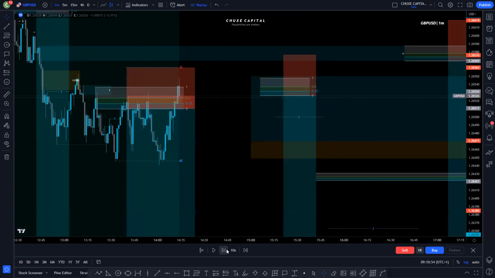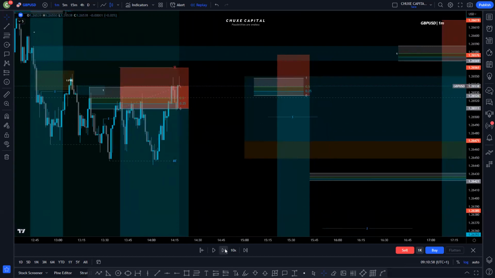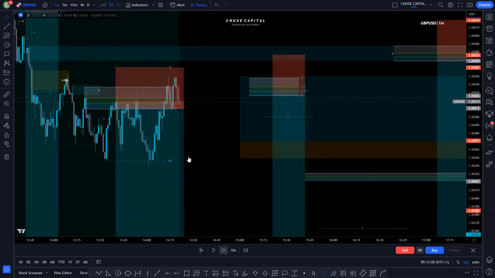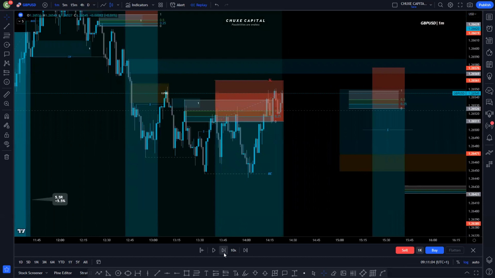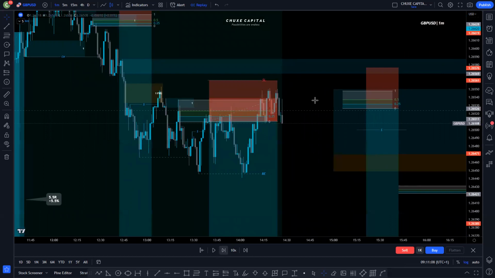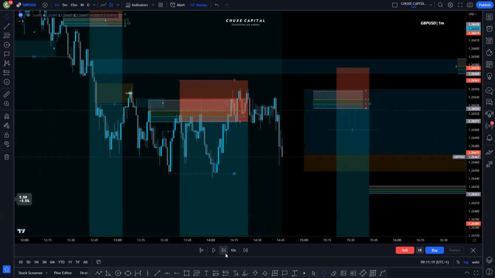It came, it didn't take out my SL, but on my MFF account, MFF has crazy spread issues and all. I was taken out on this trade. So even though here it did not reach my SL points, on MT4, I was taken out. It's a loss.